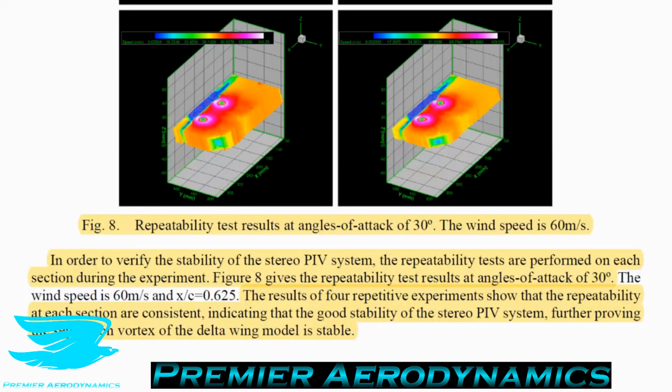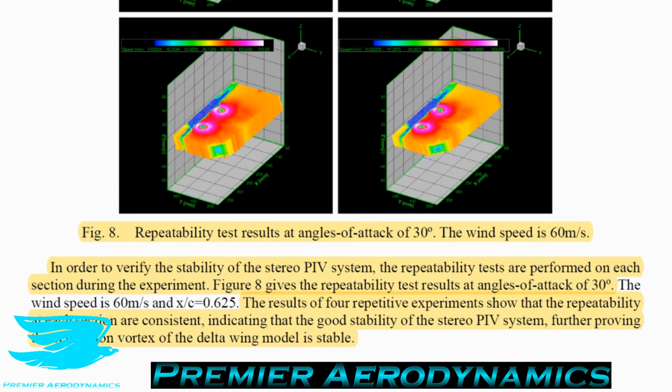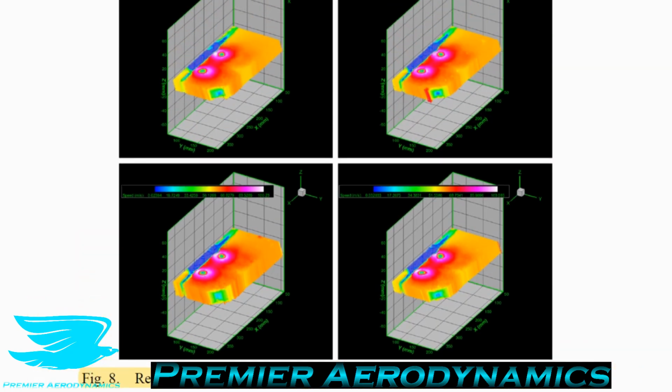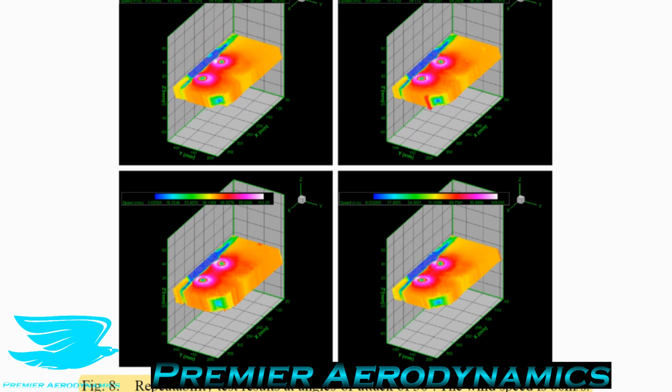That's cool. They say, in order to verify the stability of the stereo PIV systems, the repeatability tests were performed, and they said that they look very good. They match up very well, which they do. So they ran at 30 degrees at 60 meters per second. You have this figure 8. You have 4 different pictures showing each one of these runs, and they all align very well. So they're all showing pretty much the same thing.